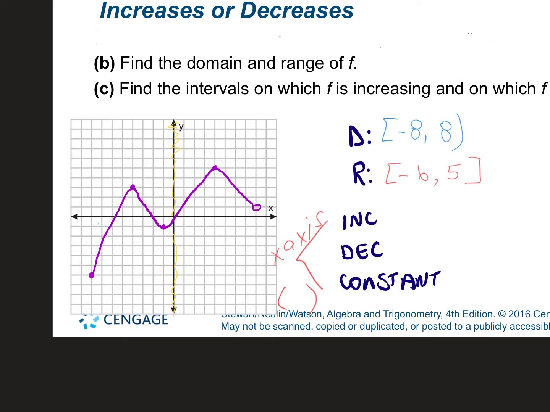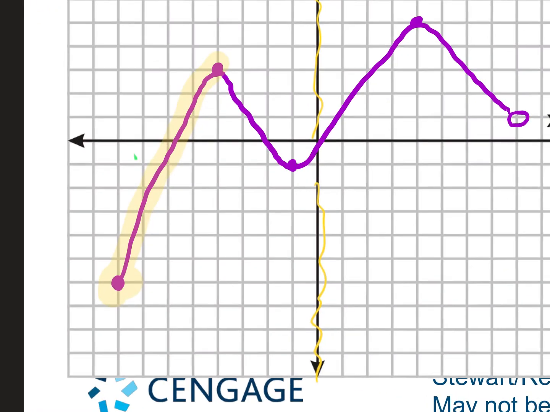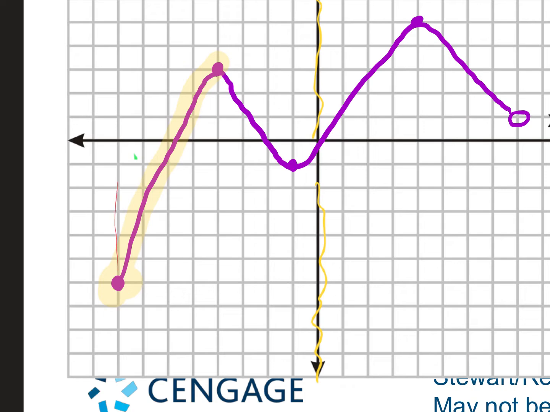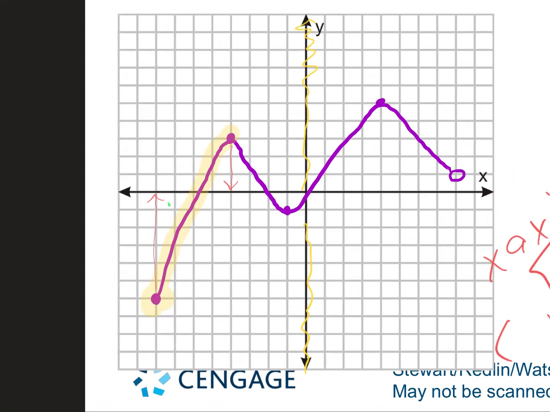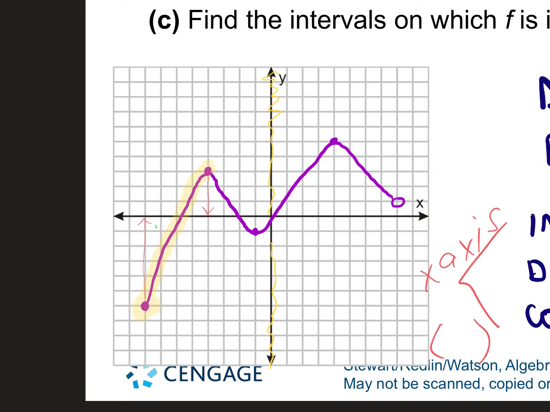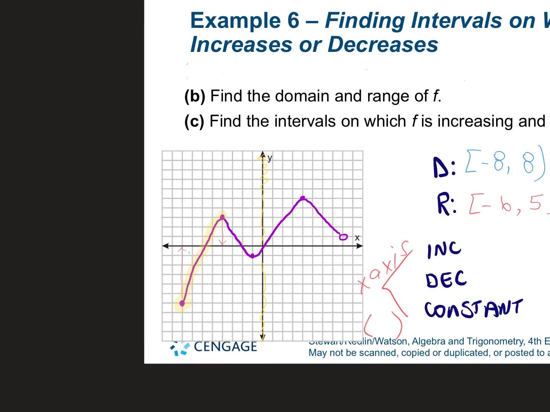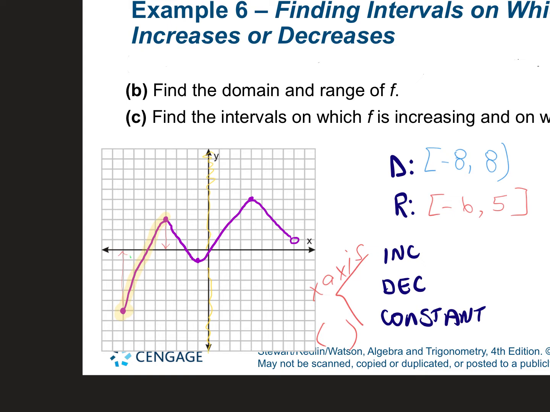So let's look at this. If you start over here on the furthest left-hand side, from here to here, what is your graph doing? It's increasing. So look, actually draw an arrow. It's increasing from here to here on the x-axis. Draw it to the x-axis because that's the interval over which it's happening. So it's from where to where? Negative what to negative what? It's increasing from -8 to where? -4. I agree. Perfect.